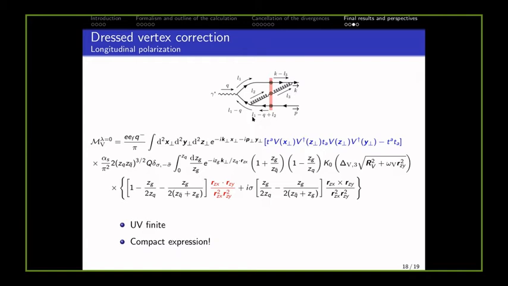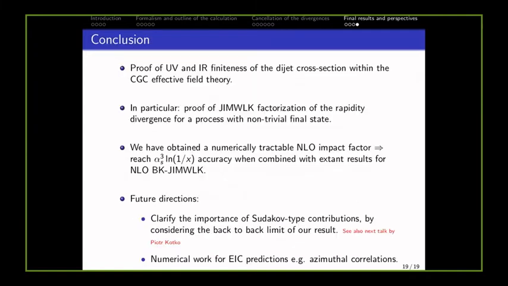All right, so let me summarize and conclude the presentation. In this talk, I tried to convince you that we have a proof of the UV and infrared finiteness of the target cross-section within the CGC effective field theory, and in particular, the non-trivial proof of the JIMWLK factorization of the rapidity divergence for a non-trivial final-state process. And we have obtained an NLO impact factor, which is hopefully numerically tractable, which will enable us to reach this accuracy when combined with extant results for NLO BK or JIMWLK.